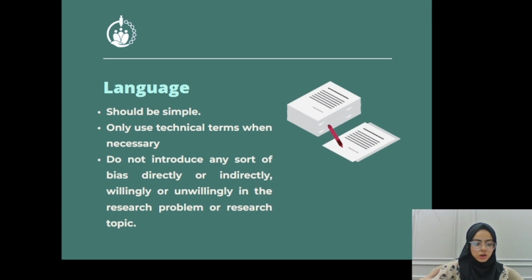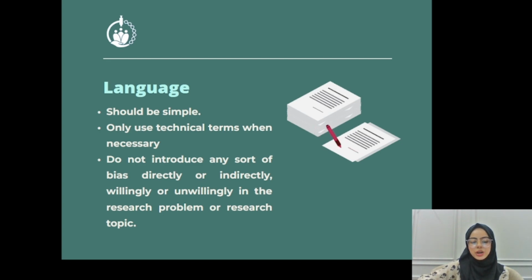in the research topic. However, sometimes it is extremely important to accurately define terminologies or explanations. We need to use technical terms. So firstly, make sure you're using them sparingly. You're using them only when essential. And then as you go down further with your manuscript, clearly define the terms that you have used to ensure understanding by the readers.